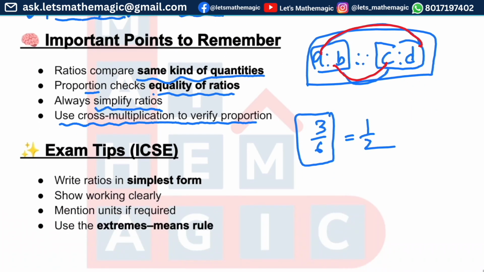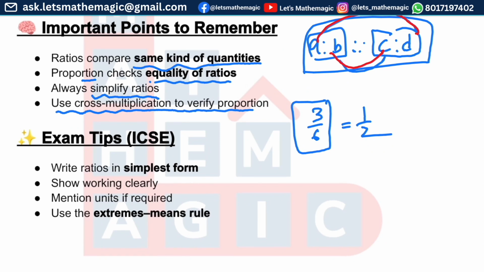Okay, now the tips that you can follow for any kind of board exam: always write the ratio in the simplest form. Working should be shown properly. Step markings are there, otherwise you'll miss out the step marking. Units are very important. Whenever any sum has units, like 5 kilometers, if you have written only 5 as the answer, marks will be deducted. You will not get the full marks. And the extremes and means rule that I've taught you, that the product of the extremes is equal to the product of the means, use that to get your results.